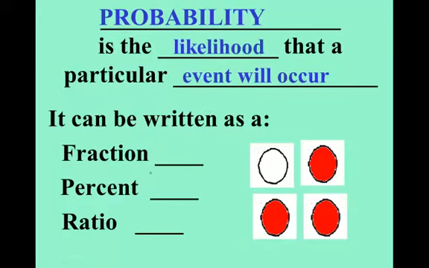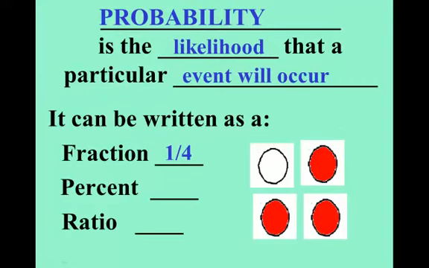One way is to write it as a fraction. For example, if you look at these three red circles and one white circle, and I put them on little pieces of paper in a paper bag and ask you to pick one out, what would be the probability that you would pick the white one? I could express that as a fraction: I have a 1 in 4 chance of picking the white circle. There are 4 pieces of paper in the bag, and 1 out of those 4 is white.